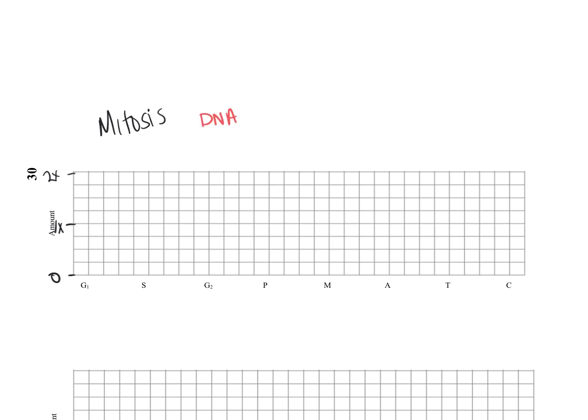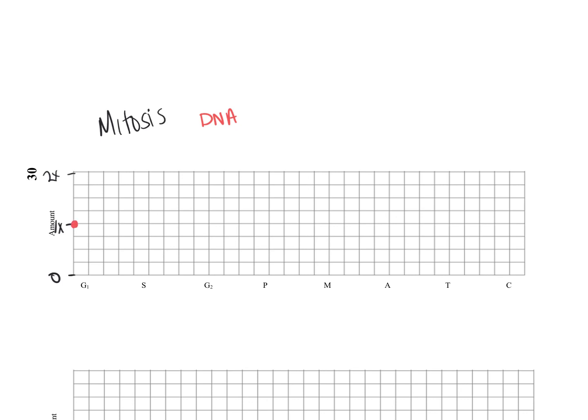I'm going to be looking at DNA, and I'm going to be using this red color here to show the changes. So at the beginning of G1, we would expect any of the cells, the daughter cells, to have the normal amount of DNA depending on the number of chromosomes. It doesn't matter how much it is, but we're expecting the normal amount.